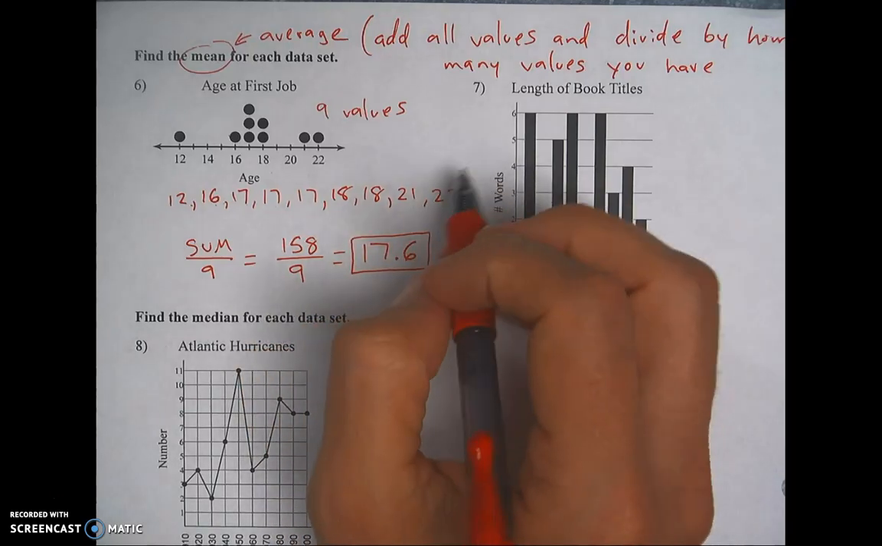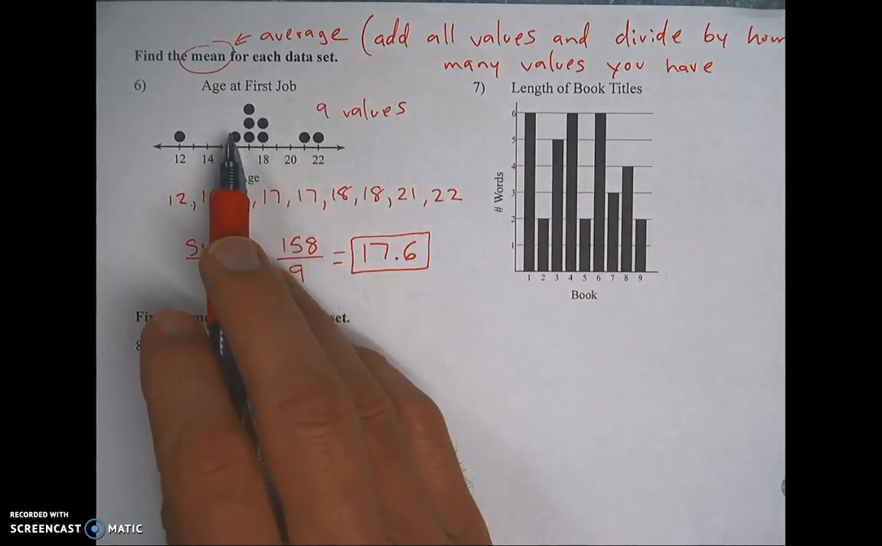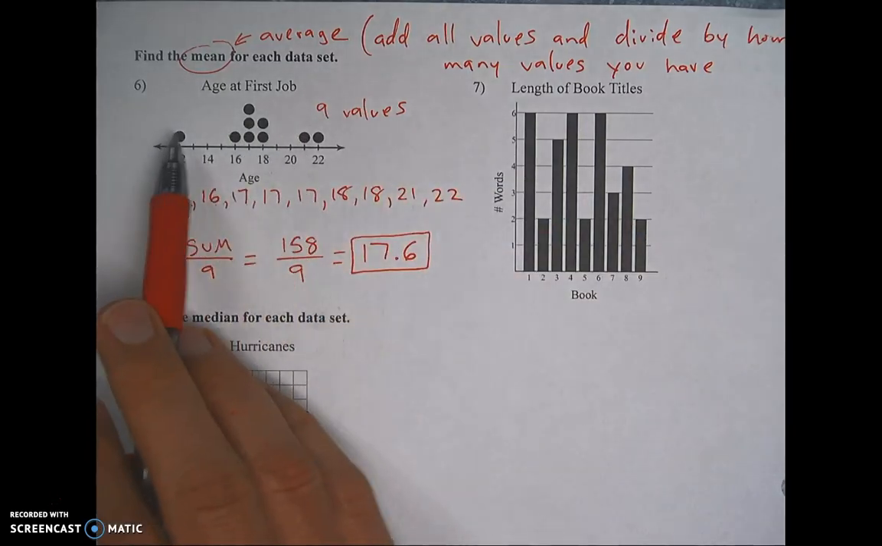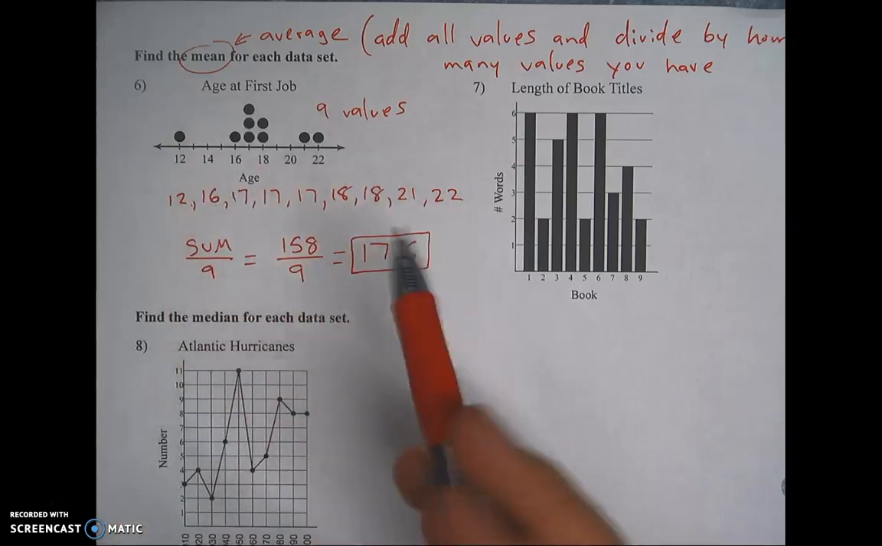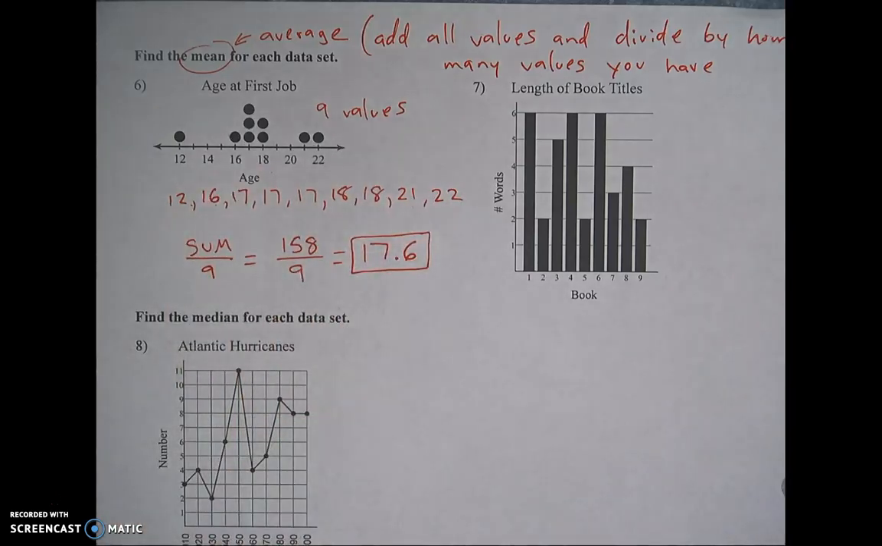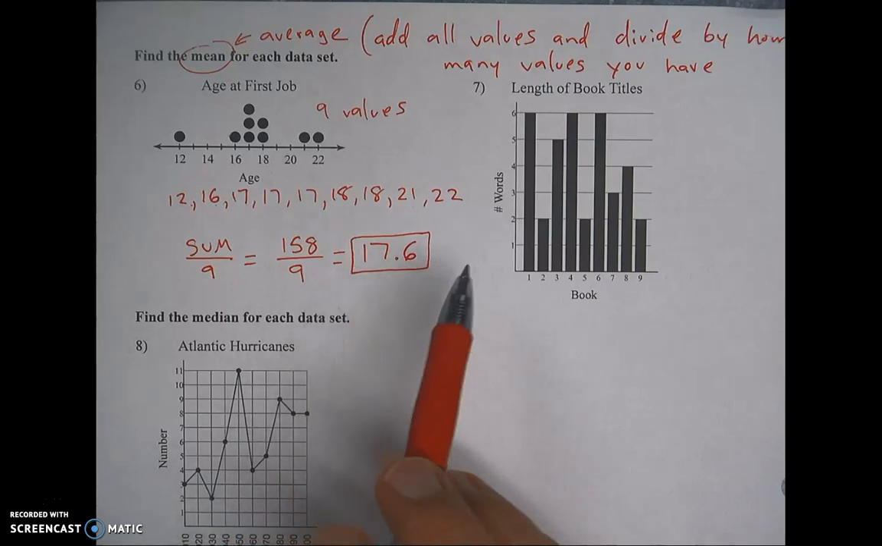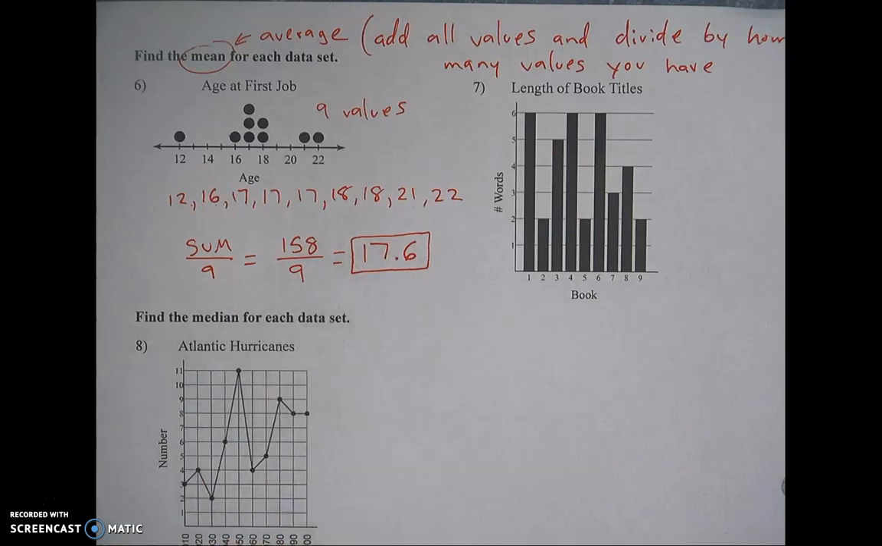So what this number represents is the age people were when they got their first job. So there were 9 different people surveyed here or something like that. And the average was around 17 or 18. So in between 17 and 18 was the average here.